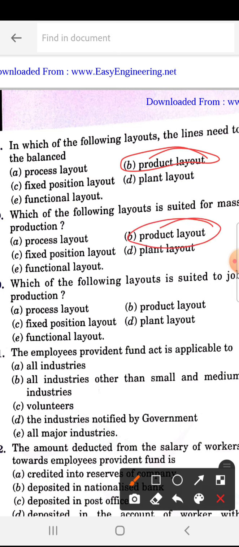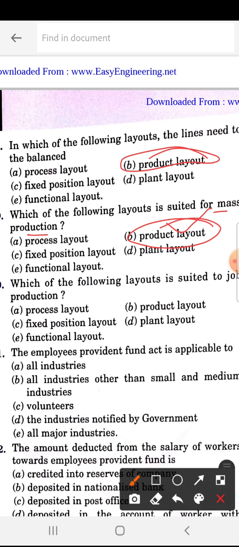So mass production. Okay. Product means a particular product you are manufacturing, which is made in mass production. Suppose you are manufacturing soap, that soap is our product. We will not manufacture soap in hundreds or thousands, it will be manufactured in mass production, in lakhs and 2 lakhs like that.